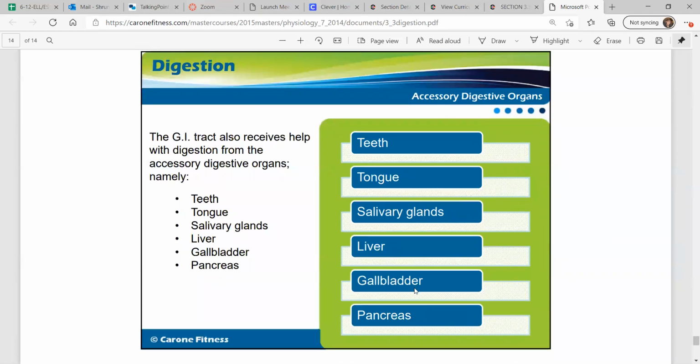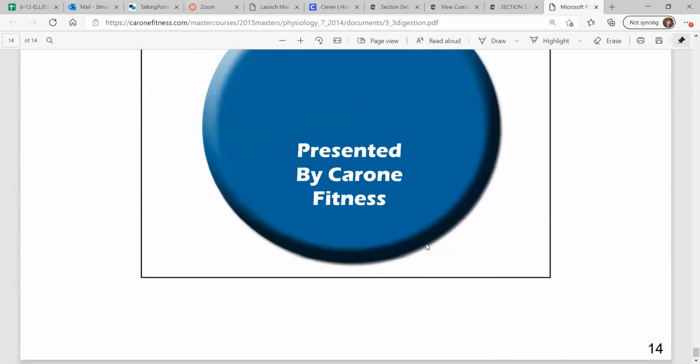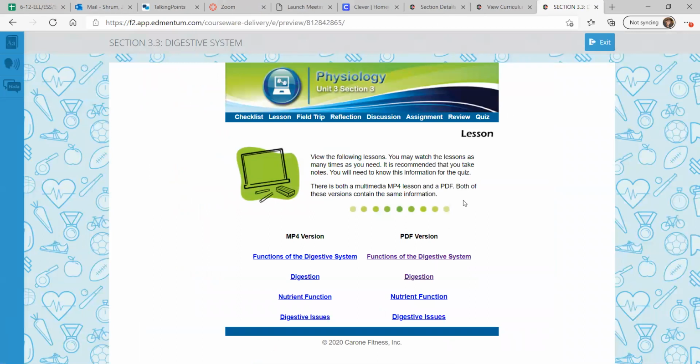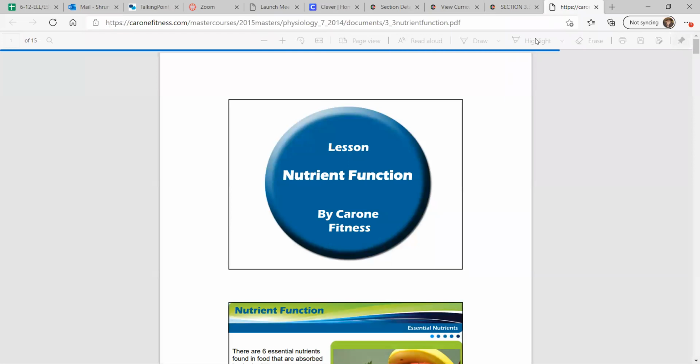And the GI tract also gets some help from these accessory digestive organs: your teeth, tongue, salivary glands in your mouth and neck region. And then the liver, gallbladder, and pancreas help with the digestion in your stomach and the small intestines. So there you go. That's the second section. And then we're going to look at nutrient function.